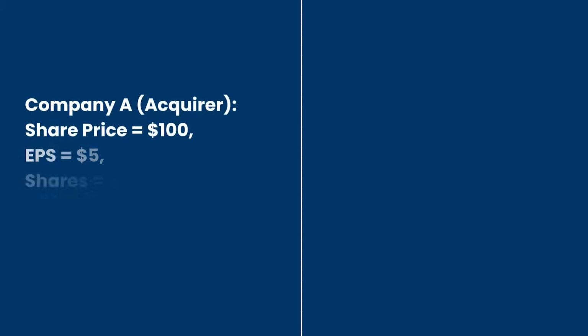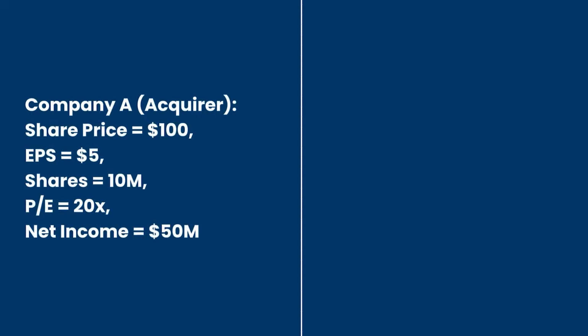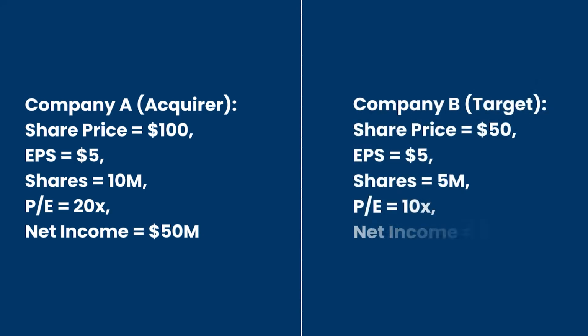Now let me talk you through the full EPS calculation so you can prove this mathematically if the interviewer digs a level deeper. Let's say that company A, the acquirer, has a share price of $100, earnings of $5 a share, and 10 million shares outstanding. That gives us a PE of 20x and a total net income of $50 million. Company B, the target, has a share price of $50. They've got $5 of earnings per share and 5 million shares outstanding. That's a 10x PE multiple and total net income of $25 million.